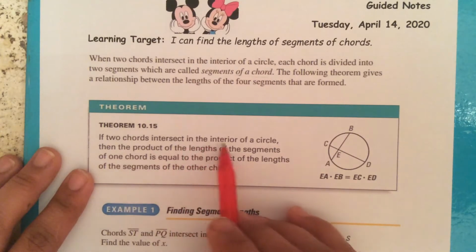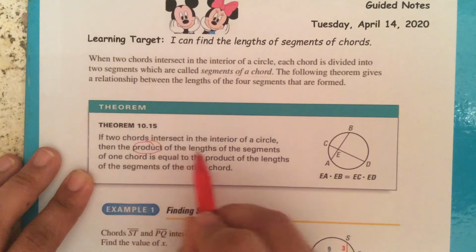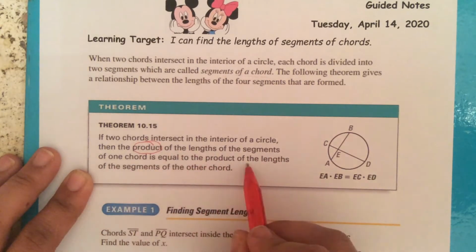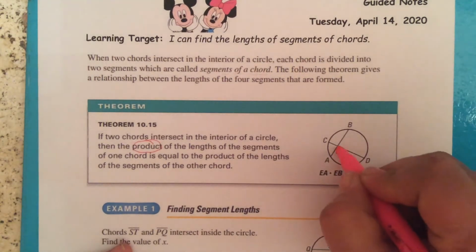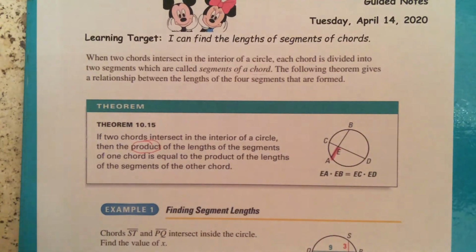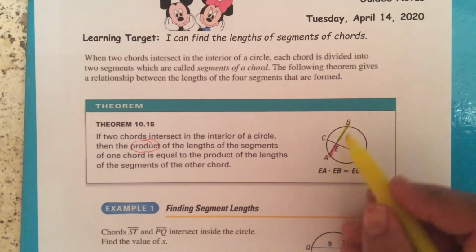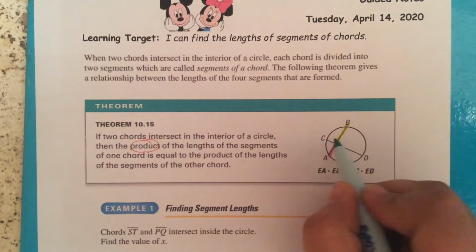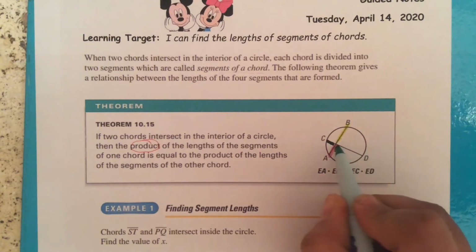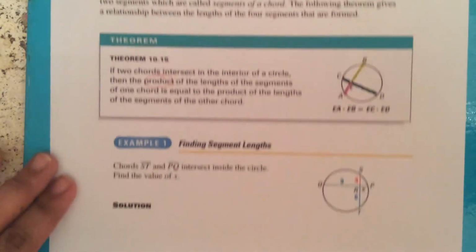If two chords intersect in the interior of a circle, then the product, so product means multiply, of the length of the segments of one chord is equal to the product of the length of the segments of the other. So here's AE times EB. Okay, so this pink one times this yellow one is equal to the same thing over here. Let's use green. EC, so this one times ED. So we're going to use this theorem to do the following examples.